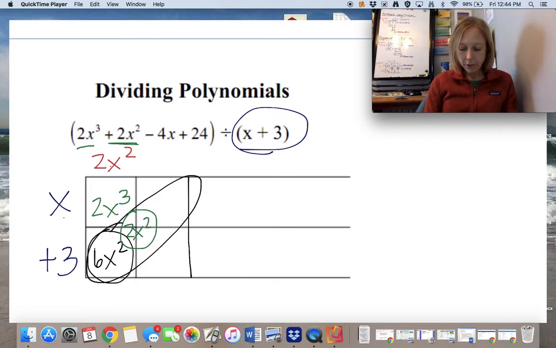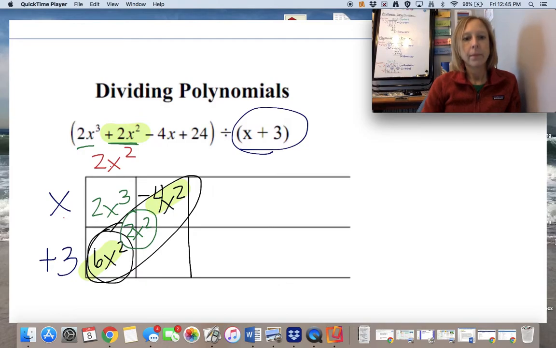So I have to figure out what would go in this box. What would I combine with 6x squared to make a 2x squared? And that would be a negative 4x squared. So think about it right now. If we were to combine these like terms, would they be equal to what we see above? Yes.